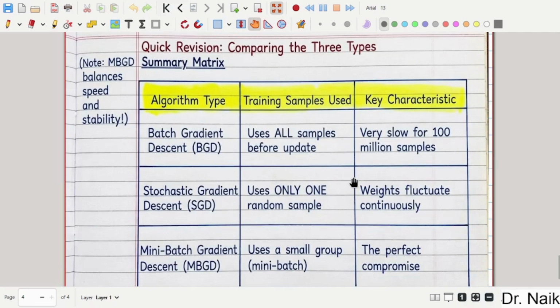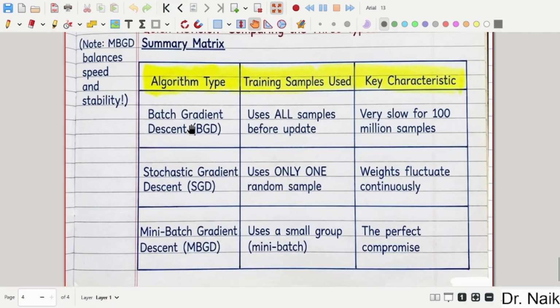So let us summarize it. Batch gradient descent uses all samples before the update. Stochastic gradient descent uses only one randomly selected sample at a time. Mini batch gradient descent uses a small batch called a mini batch.